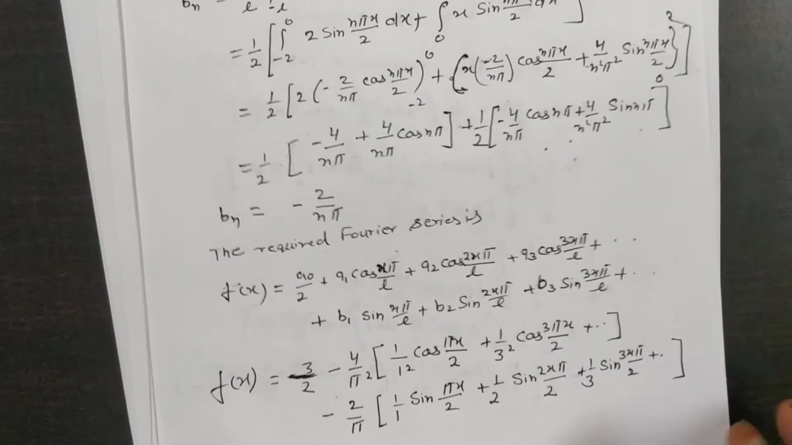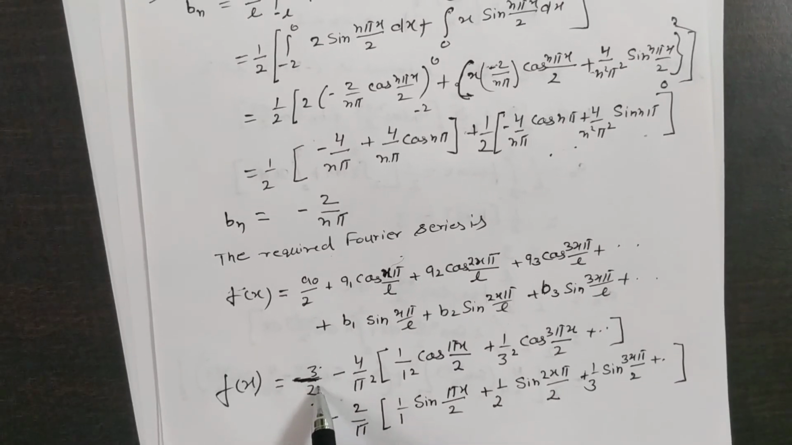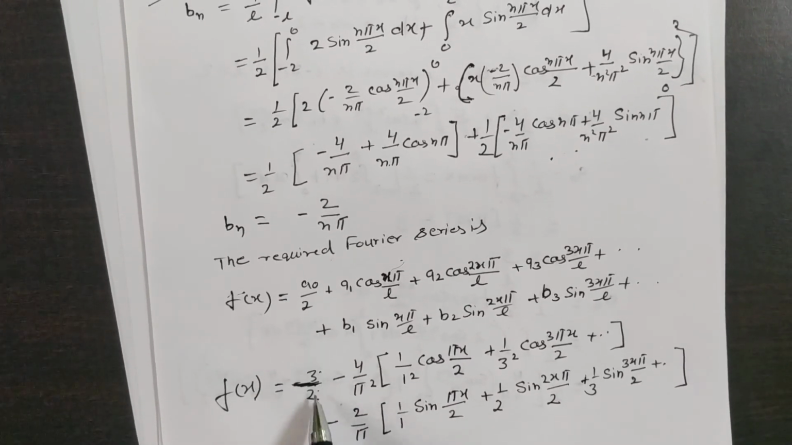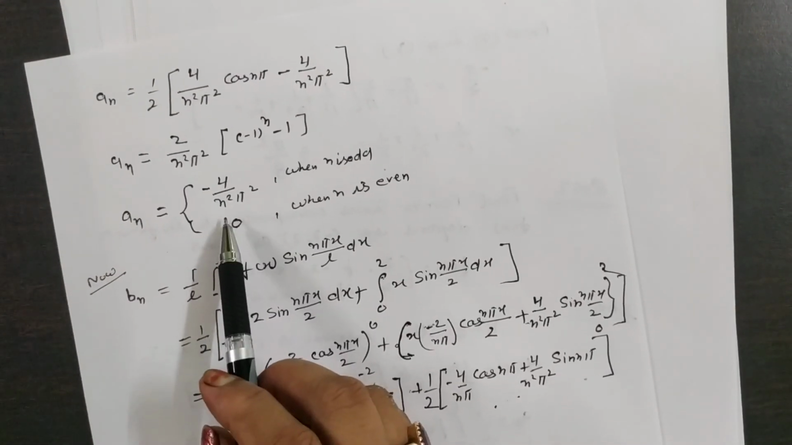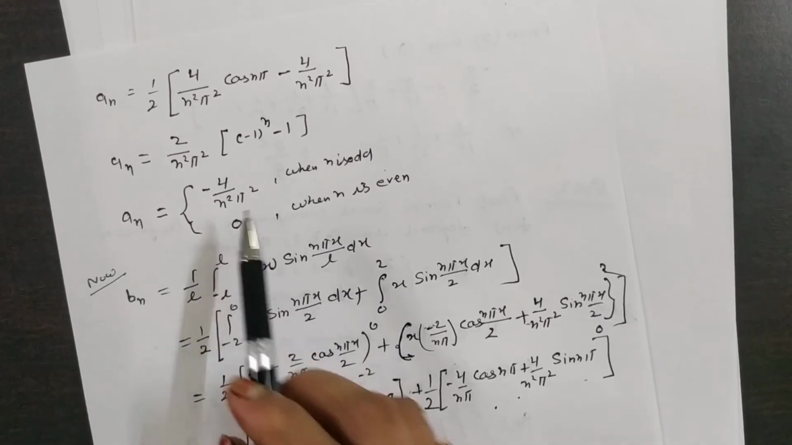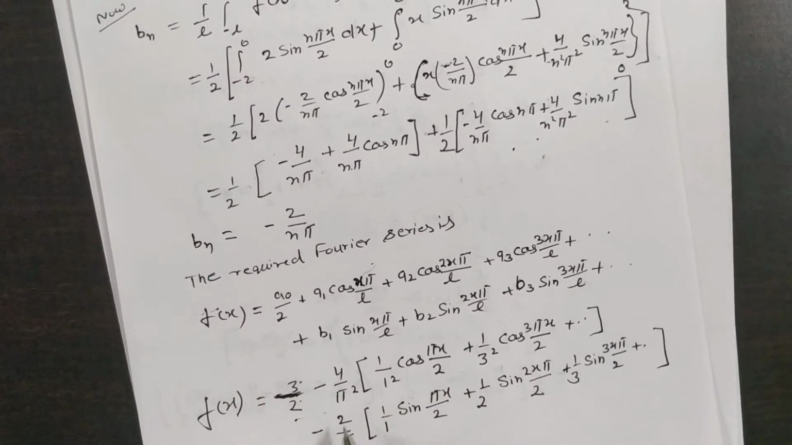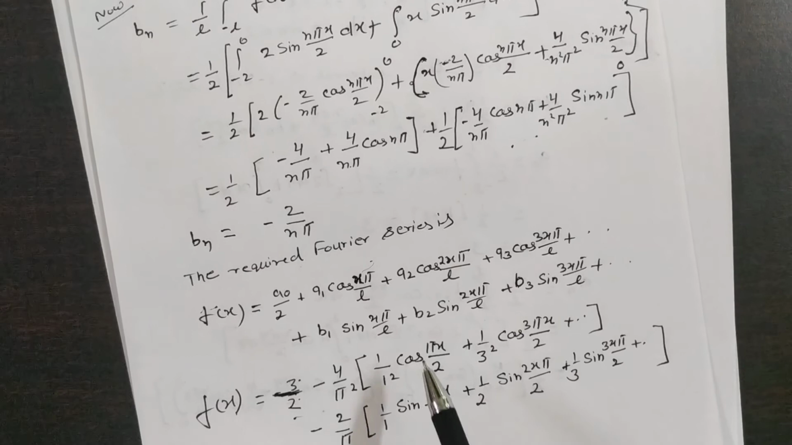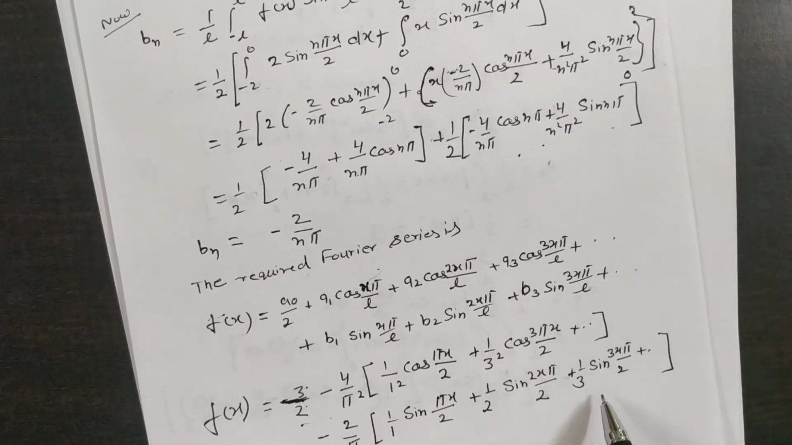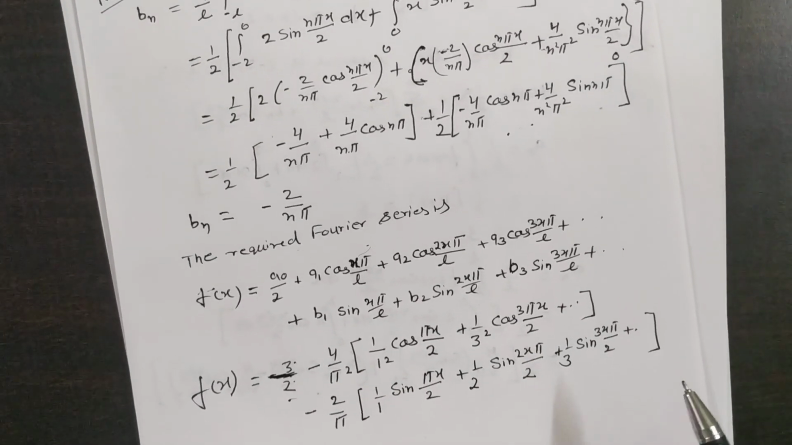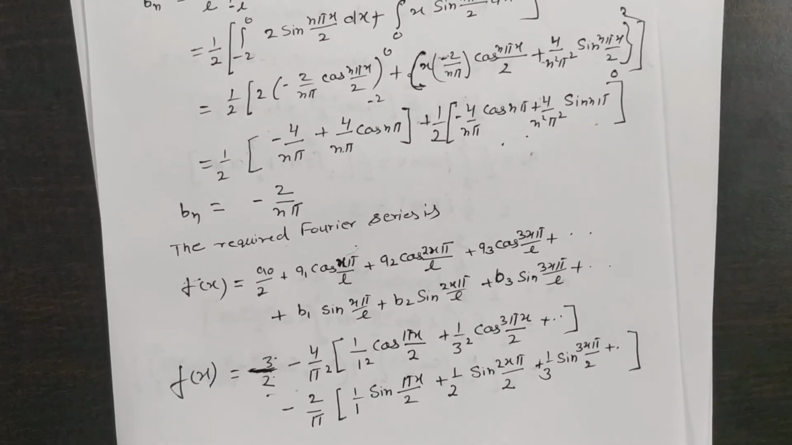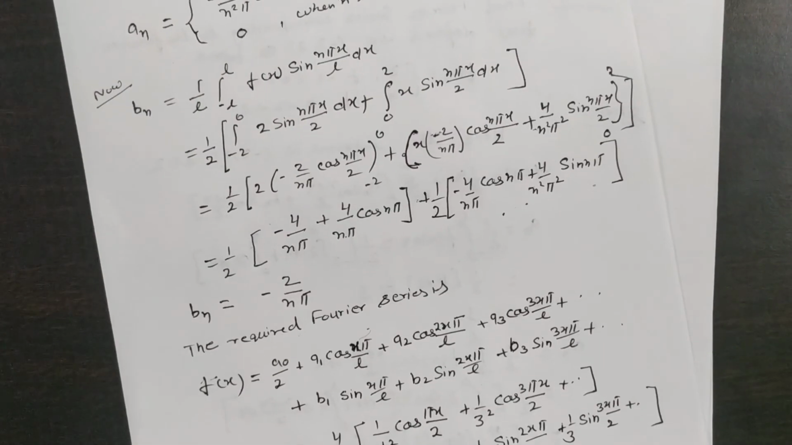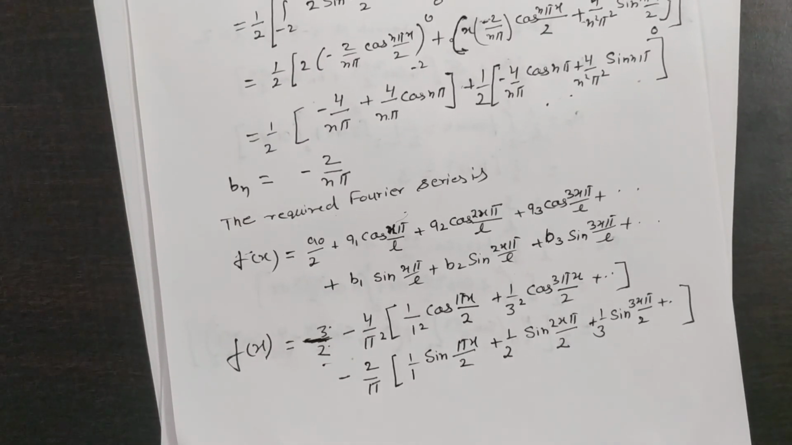F of x is equal to 3 by 2, because a0 is 3, minus 4 by pi square times all the values of the cos terms, and similarly for the sine terms. Okay students, you have cleared it. In the next video, I will discuss some other questions on Fourier series. Okay students, thank you.